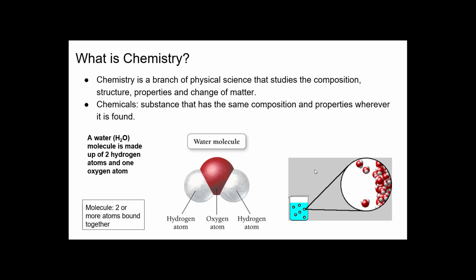So what is chemistry? Chemistry is a branch of physical science. We study the composition, the structure, properties, and change of matter, and all of this has to do with how chemicals and atoms, everything that we deal with, behave, their behaviors.